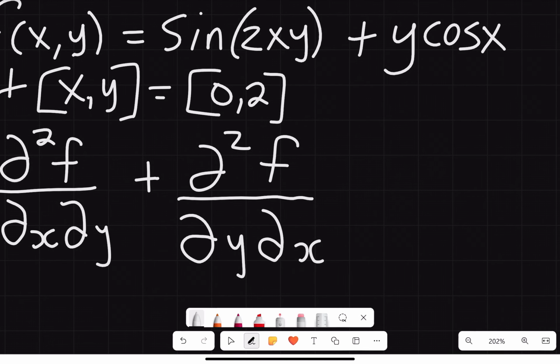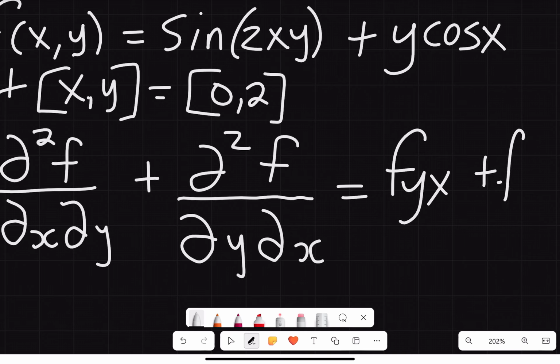We can rewrite this as equals to f. Remember, we're going to derive this first, so we're going to do with respect to y, then with respect to x. You see? And then plus f. Here we're going to do with respect to x first and then with respect to y. So we have x, y.